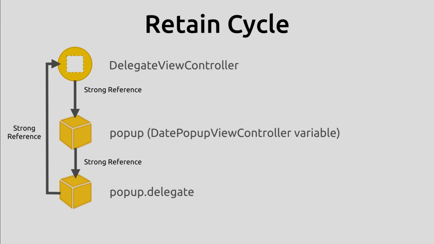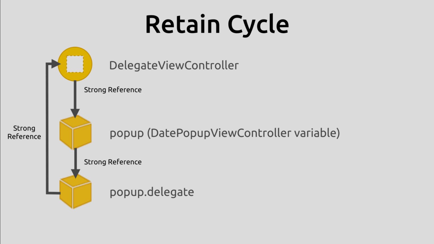So if we want to make the reference back to the parent weak, then what we want to do is make the delegate property in our pop-up weak. So let's do that now and see how this works. I'm just going to remove these breakpoints. Okay, in the date pop-up view controller, what we want to do is make this delegate weak. But let's look what happens here. Okay, we get an error message. Weak may only be applied to class and class-bound protocol types.